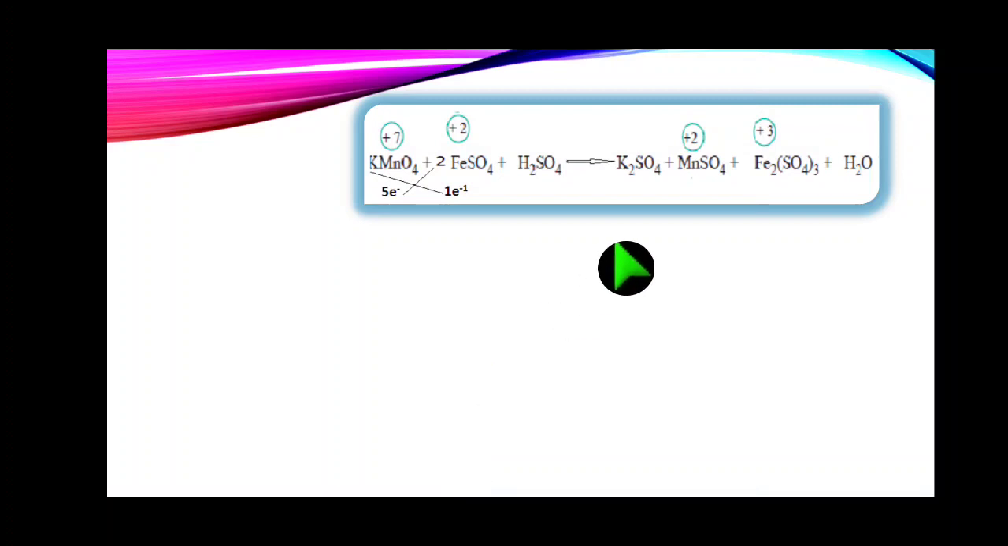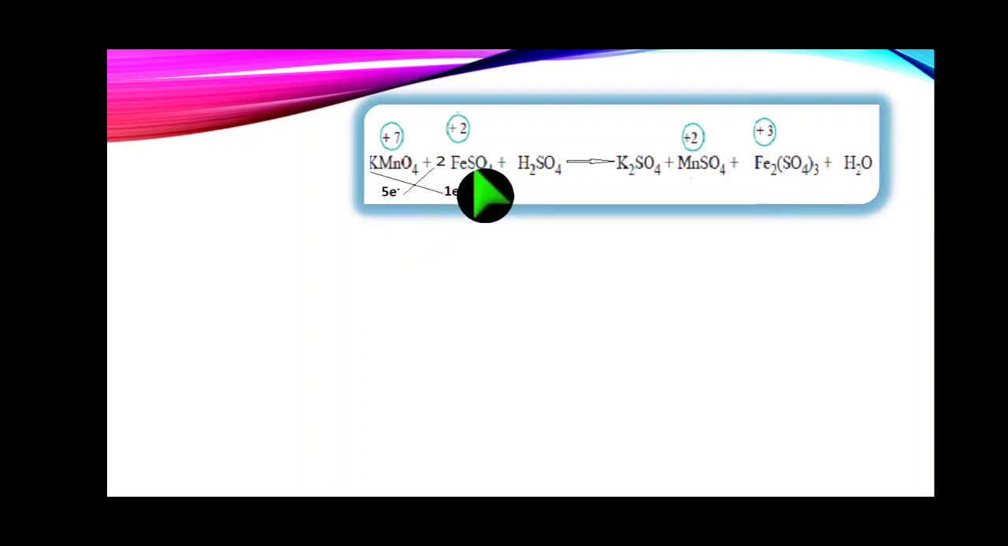Third step. Thereafter, how many electrons are transferring in manganese and iron? We have to find it. Here manganese oxidation state is 7, and here manganese oxidation state is 2. So subtraction, 7 minus 2, 5 electrons are transferred. So near the KMnO4, you should write 5 electrons.